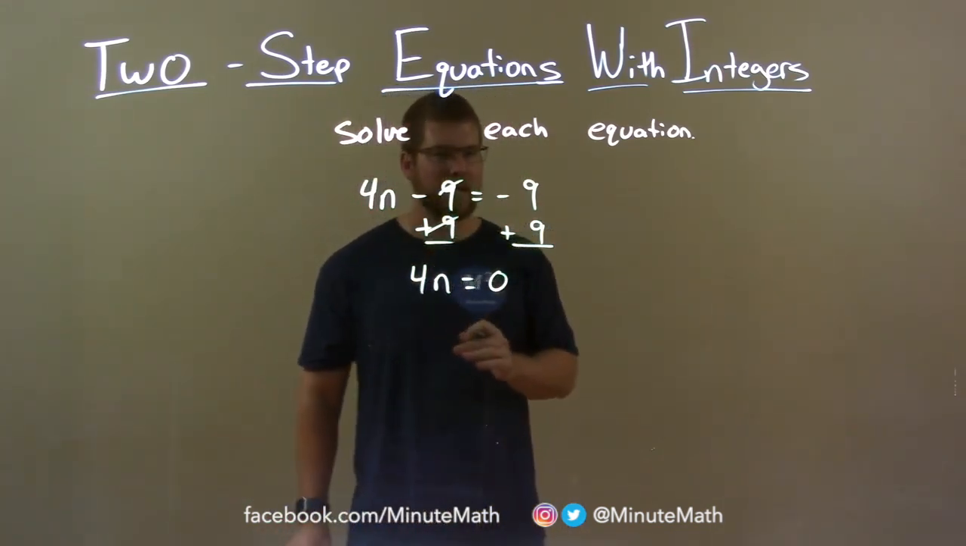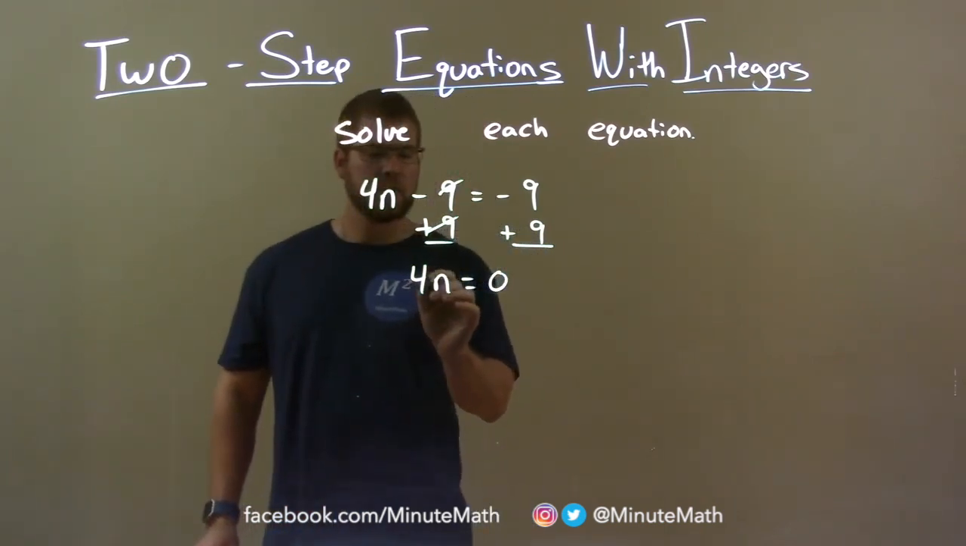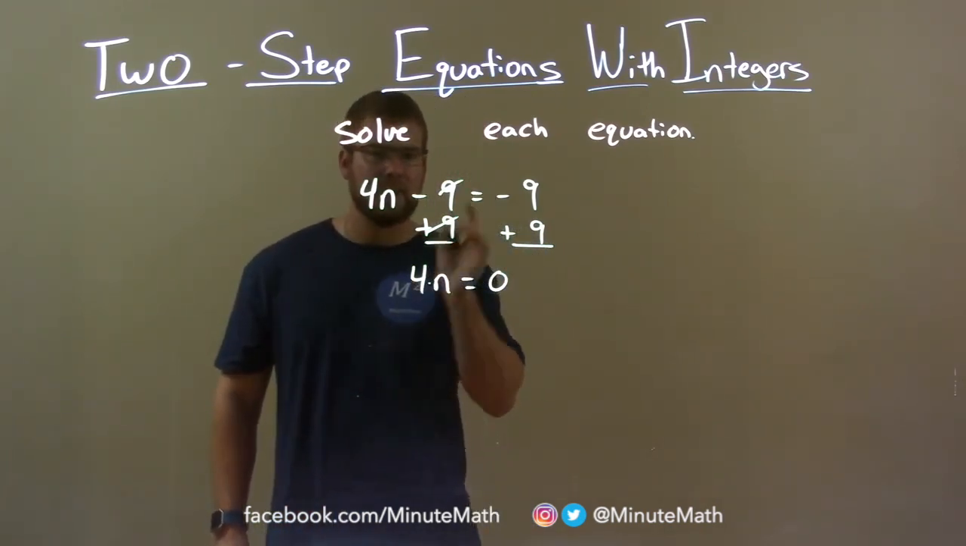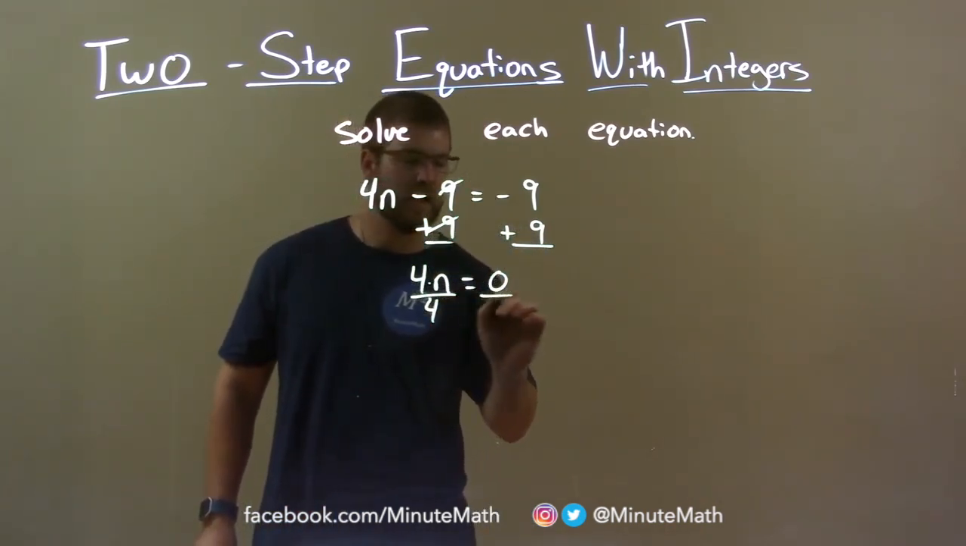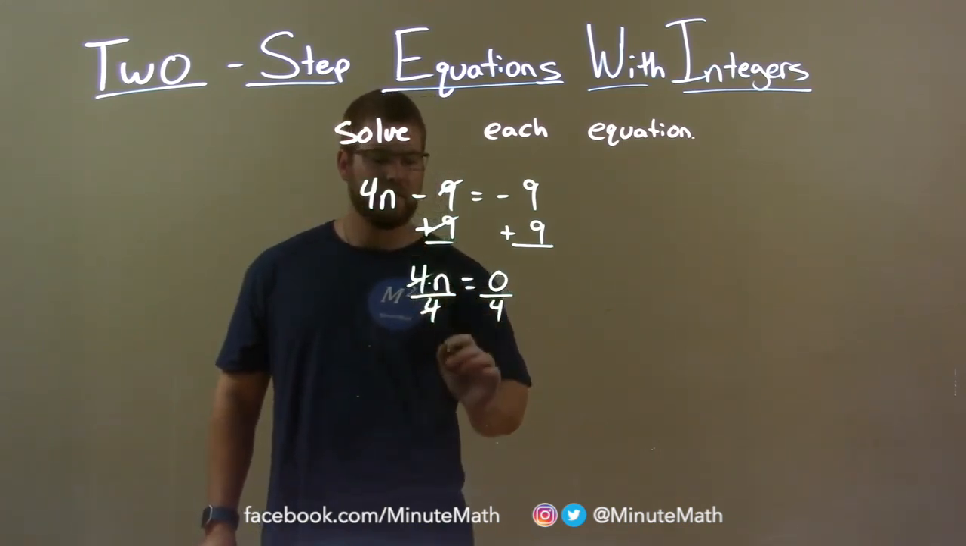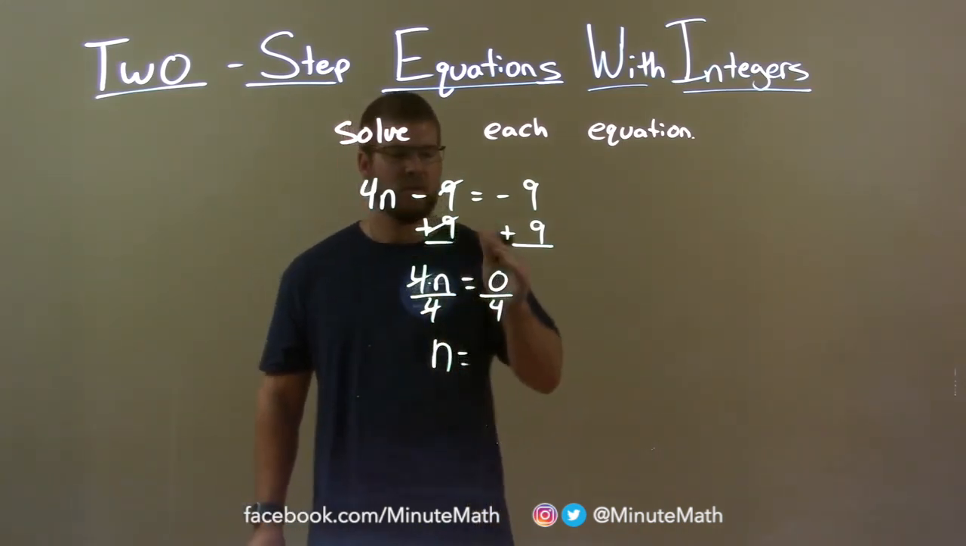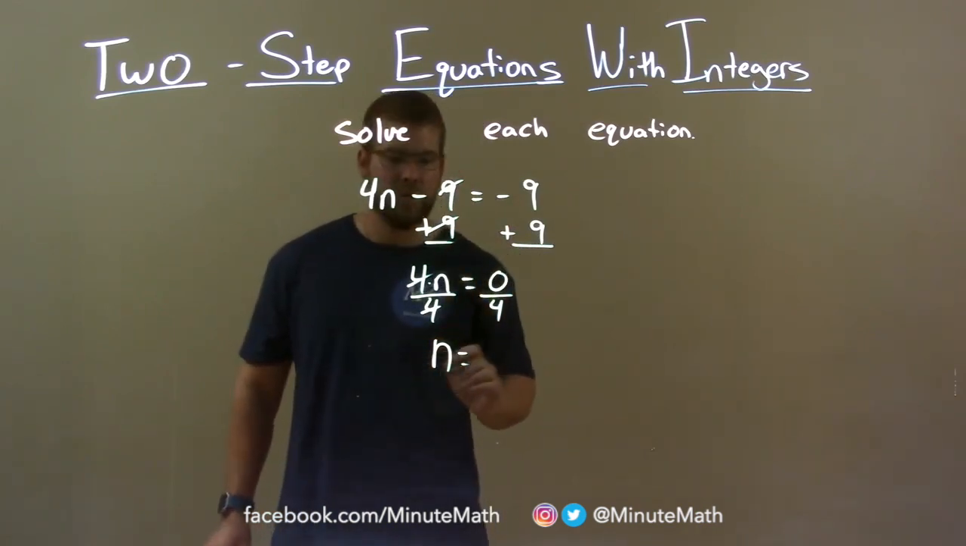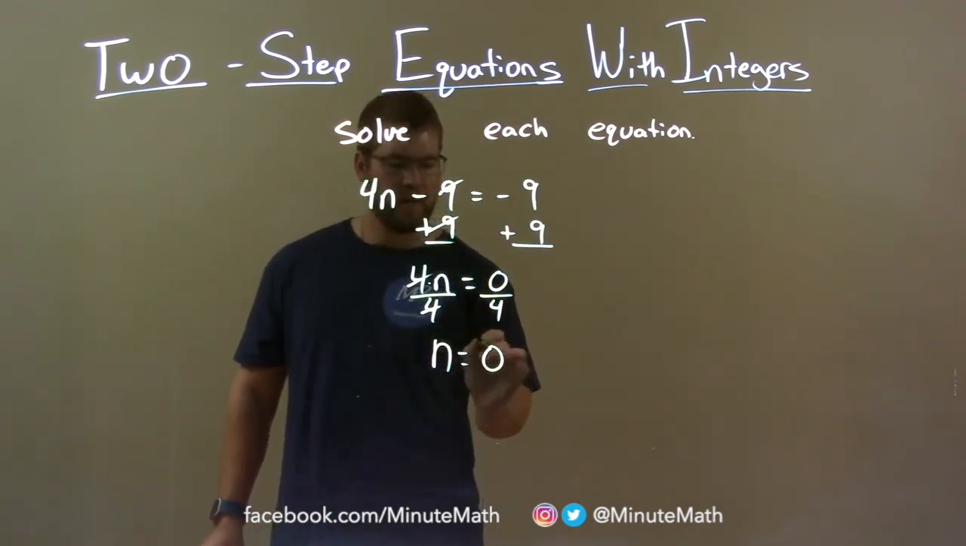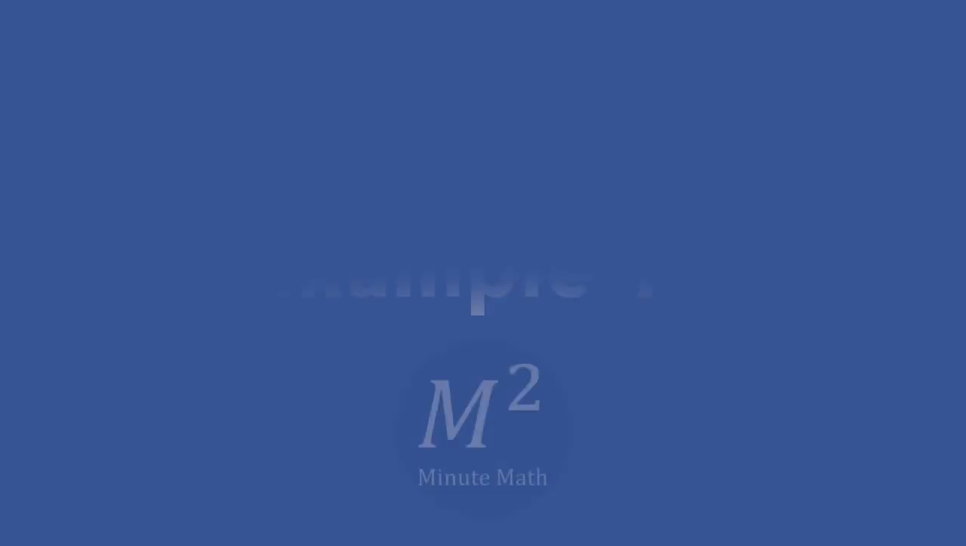Now it gets kind of tricky, but pay attention. 4 times n, opposite of multiplication is division. Divide both sides by 4. 4's cancel, giving me n by itself. 0 divided by 4 is 0. And so my final answer here is n equals 0.